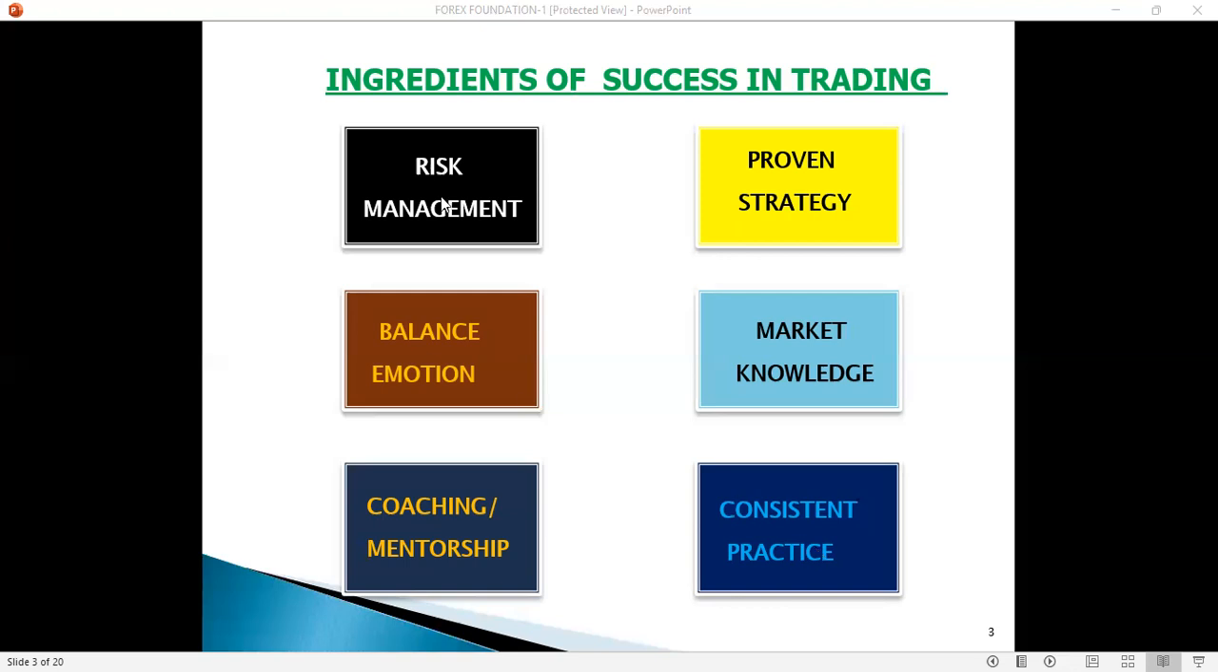Whatever you've learned, be it risk management, a proven strategy, balanced emotion, market knowledge, a good coach and mentor, you still need to practice. If you have a good coach and mentor, your emotion is balanced, you have a good strategy and every other thing, but you do not practice, trust me, everything is going to be zero. Because they say practice makes perfect. It is when you keep practicing that you're going to gain that consistency gradually. Even though you've been told the exact thing you need to do, you still need to practice.